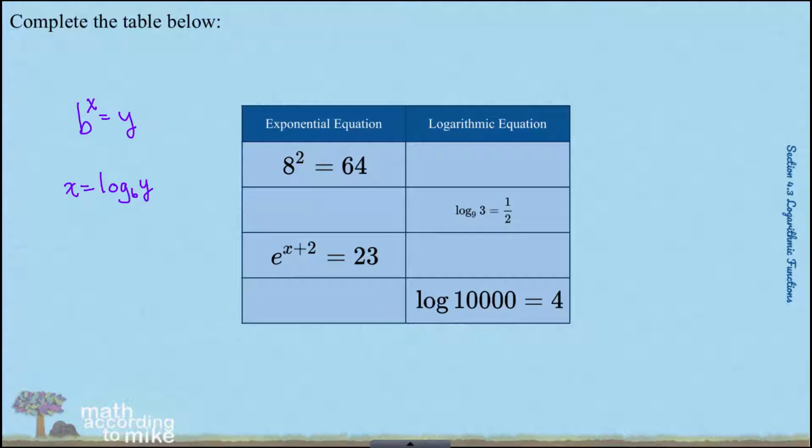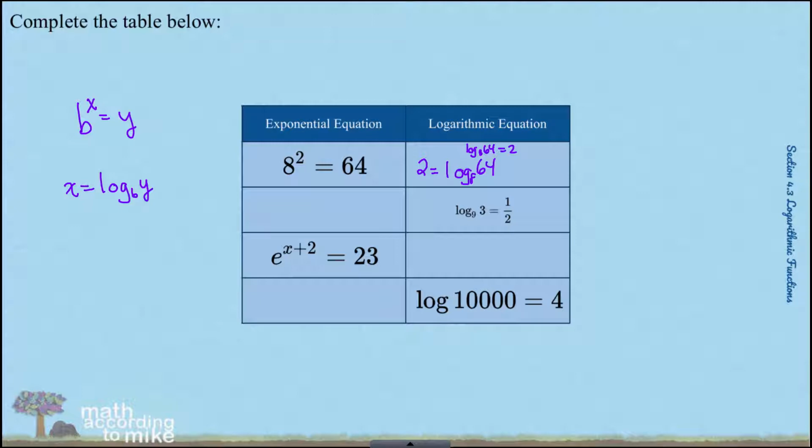So in our first one, 8 squared equals 64. The base of the exponential equation is 8, which makes the base of the logarithmic equation also 8. The exponent is 2, and that's our x in our equation in purple off to the left there. So we could say 2 is equal to log base 8 of 64. So it's a matter of putting things in the right place. And if you want to put the log on the left-hand side and write log base 8 of 64 equals 2, that's perfectly fine.